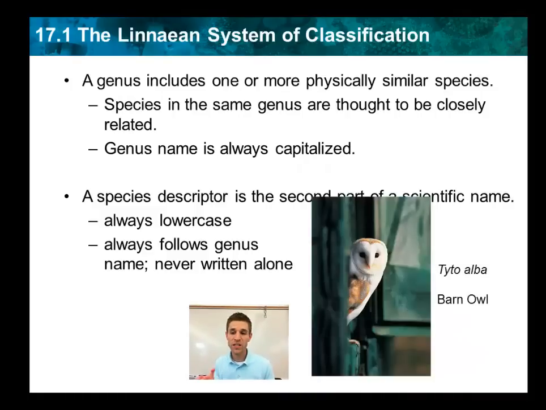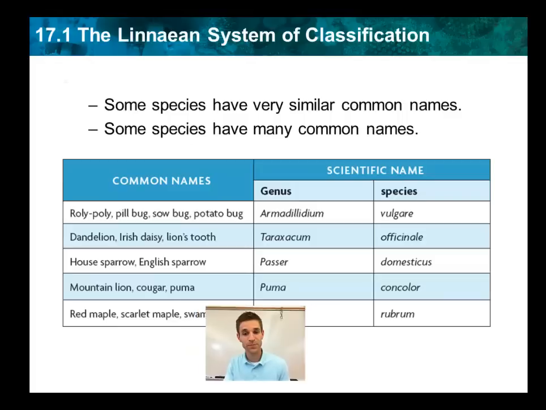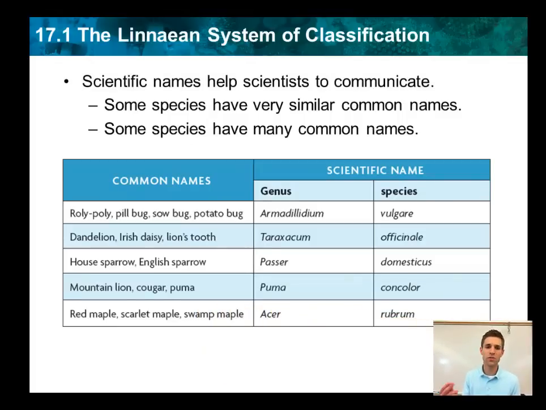Here's another example. Tyto alba is the barn owl. Tyto is its genus name. Alba is its species descriptor. The first word, the genus, is capitalized, but both words are in italics, so this is in proper format. So barn owl is the common name, but Tyto alba is the scientific name for this bird. Here's some other examples of scientific names. For example, roly-poly or a pill bug or whatever you would call it, like a sow bug or a potato bug.